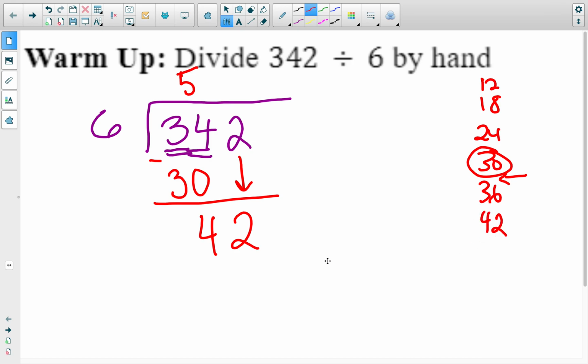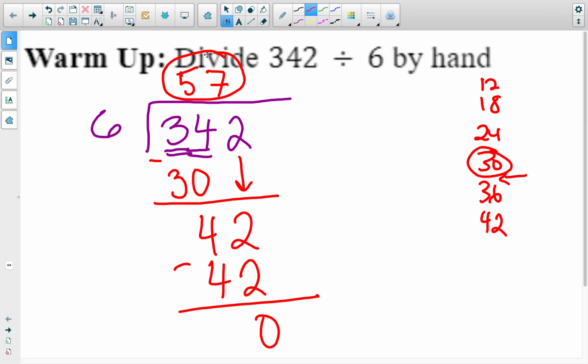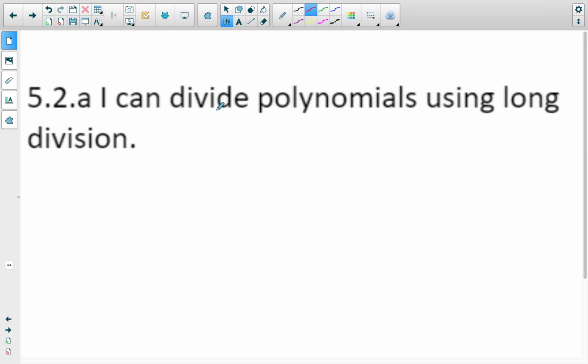42 is a multiple of 6, so I could multiply 6 by 7. I'm going to write 7 up here and then multiply, right? 6 times 7 gives me 42. Now I'll subtract and I get 0 and I'm done. Okay, and then your answer is up here, whatever you ended up writing. So algebraically, that process is going to come back. Okay, so we're going to be able to divide polynomials using long division.